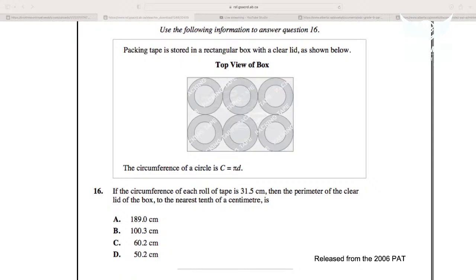Packing tape is stored in a rectangular box with a clear lid, as shown below. The circumference of the circle is given by a formula. If the circumference of each roll of the tape is 31.5 centimeters, then find the perimeter of the clear lid of the box to the nearest tenth of a centimeter.